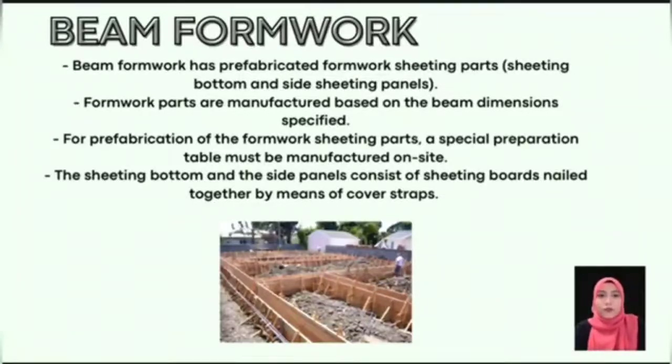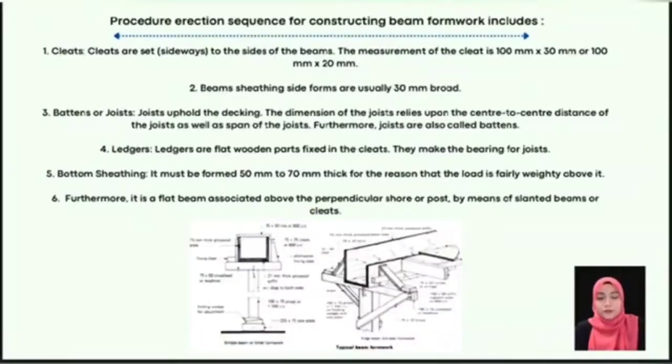So for prefabrication of the formwork sheeting parts, a special preparation table must be manufactured on site. The sheeting bottom and the side panels consist of sheeting boards nailed together by means of cover straps. So this is a picture of beam formwork.